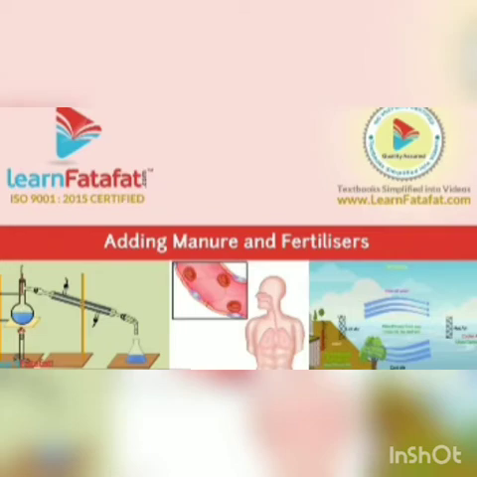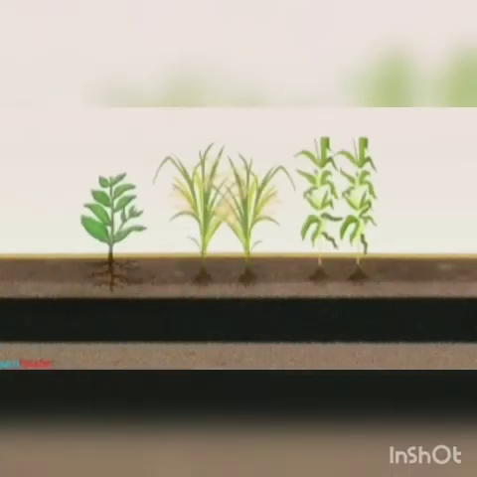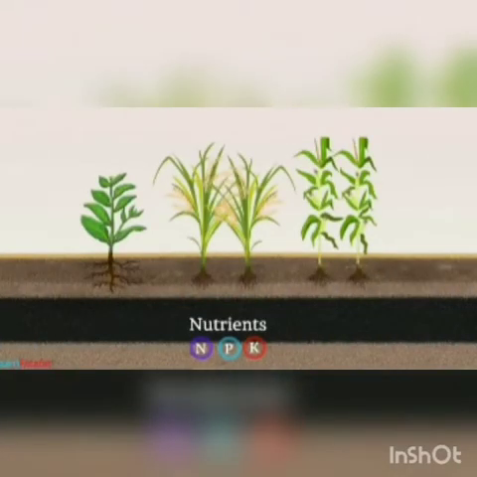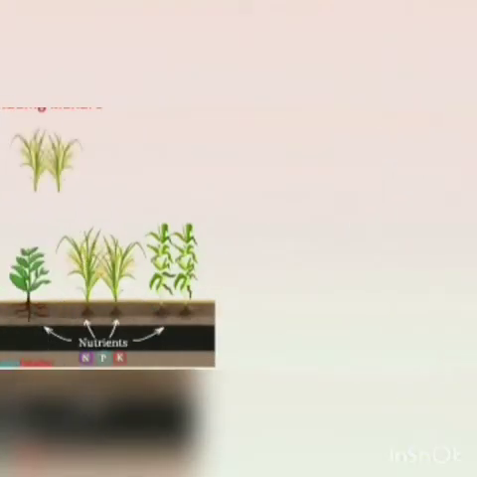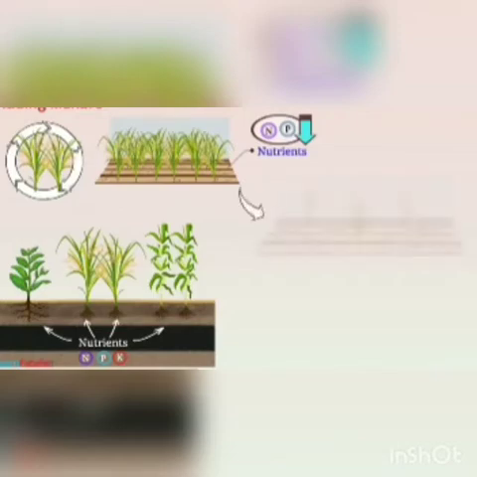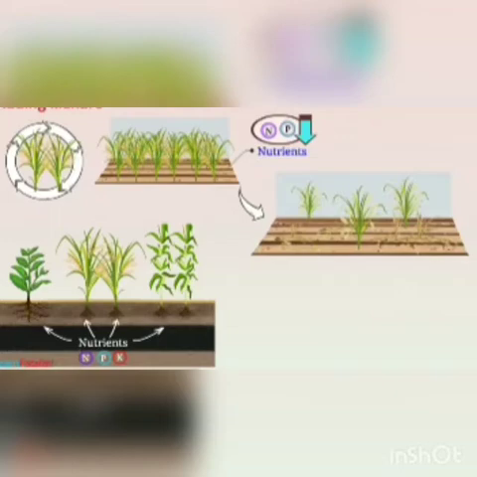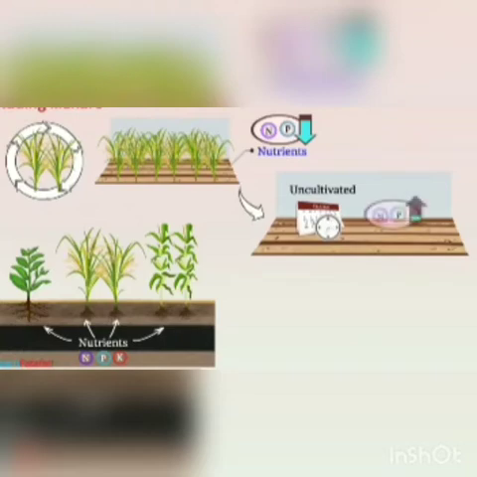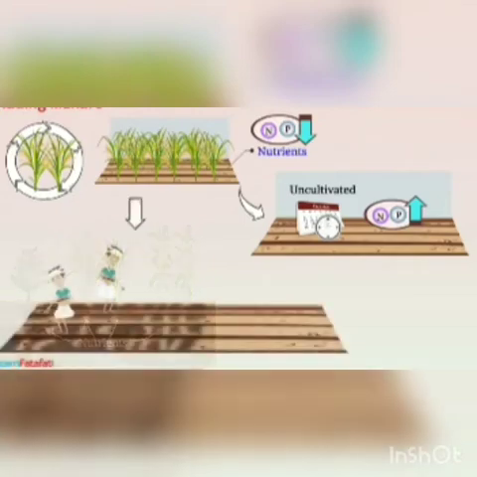Adding manure. Plants need nutrients for their growth. These nutrients are obtained by plants from the soil. If the same crop is taken on the same land one after the other, then it reduces certain nutrients from the soil, due to which the crop production reduces. In such a case, if land is left uncultivated for some time, then these can be replenished, that is, become available again. One more method to ensure nutrients in the soil is by adding manure.